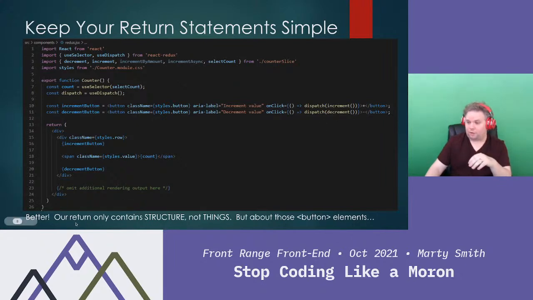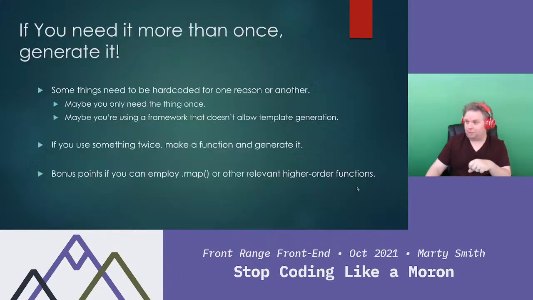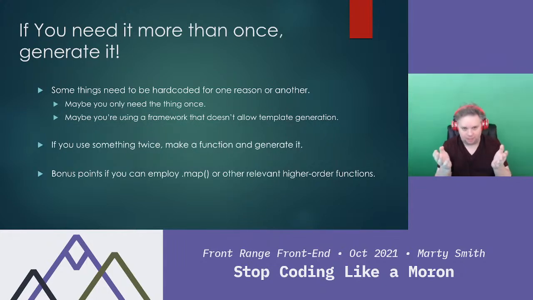Now, like I said, our return statement only contains structure, not things. And now let's do something about those button elements. Now, here's the key. If you need it more than once, generate it. This is a key with any kind of templating, especially with React. Some things need to be hard-coded for one reason or another. If there was only one button, there's no point in generating the button because you only need one of them. But maybe you need to think twice.